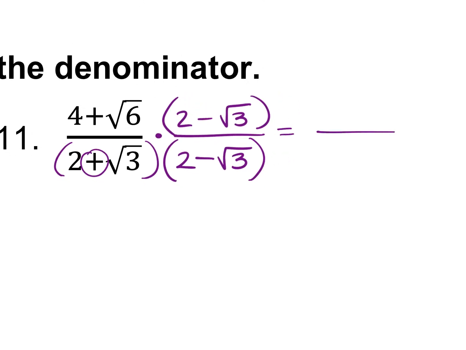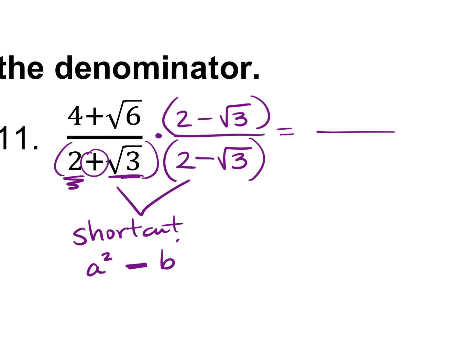Keep in mind the shortcut when you are doing conjugates, right? So the shortcut here is you take the a value and you square it, so the 2, and you square it, and you subtract. It's always subtraction with this shortcut. So the b value, the square root of 3, and you square it. If you don't remember the shortcut, you can always FOIL both parts, okay? You have to FOIL on top on this one, but you can also FOIL the denominator. So here's your setup, okay?